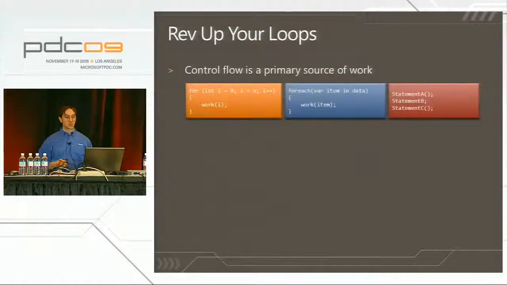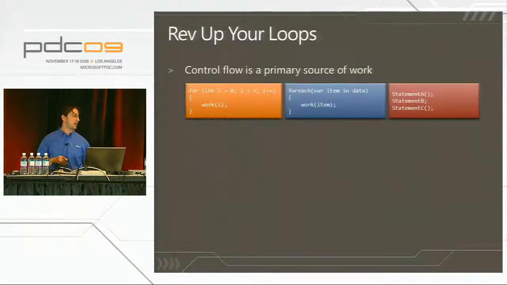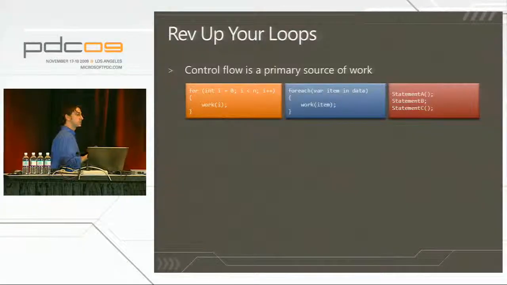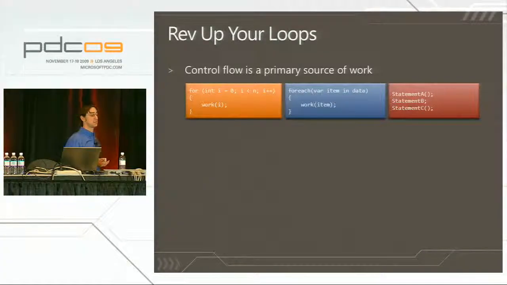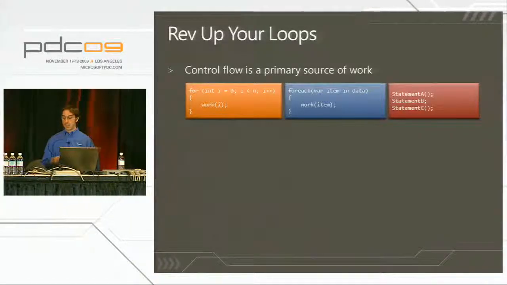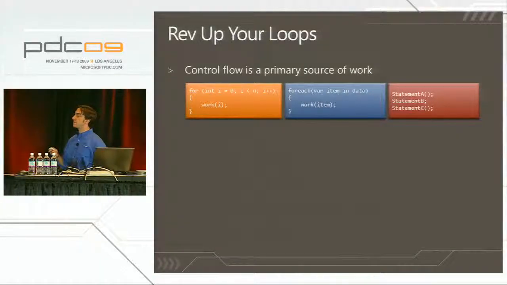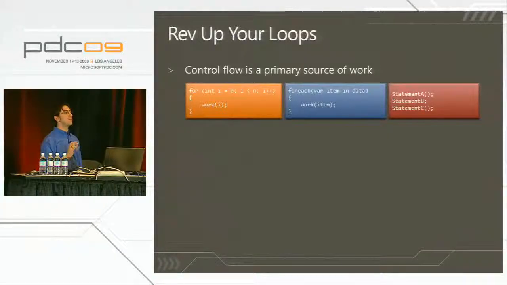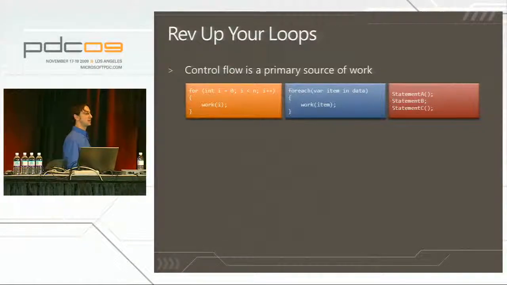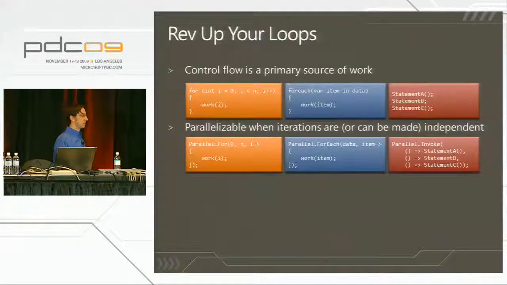All right. So the top level of the Task Parallel Library is all about loops. Control flow loops are a very common form of work. In fact, the predominant form of work in most applications, whether it's a for loop or a foreach loop or a sequence of statements. If, and this is a big if, these loops have all iterations independent, or they've been made independent through your own synchronization, then you can parallelize them.